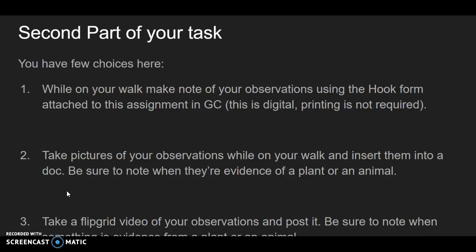Your other option for how you can document your observations is to take your phone with you and do a Flipgrid video. You can pause that video periodically so that you're just documenting evidence of the adaptations that you're noticing. But please make sure if you're doing a video that you are distinguishing if it is a plant or animal behavior or adaptation. It seems to be stating the obvious, but that's a part of this task.